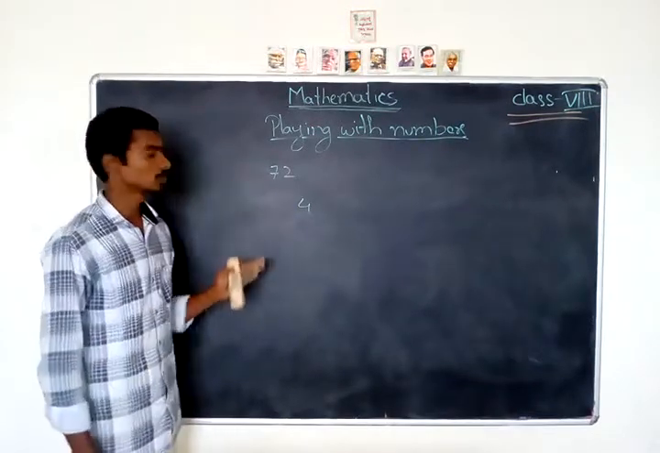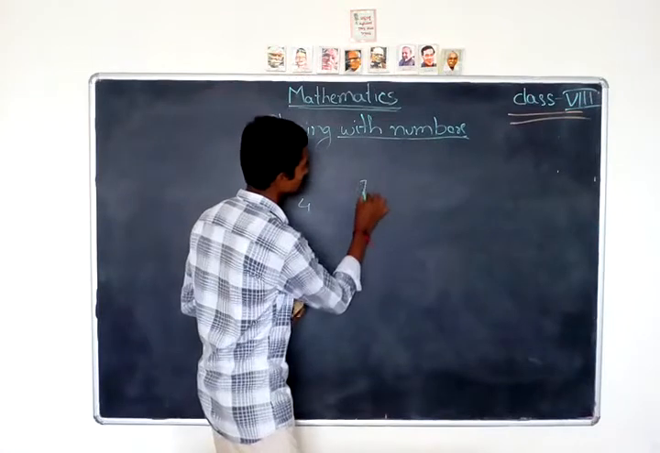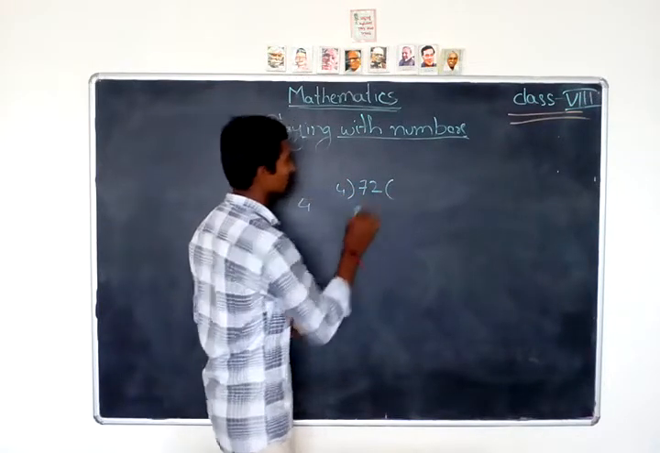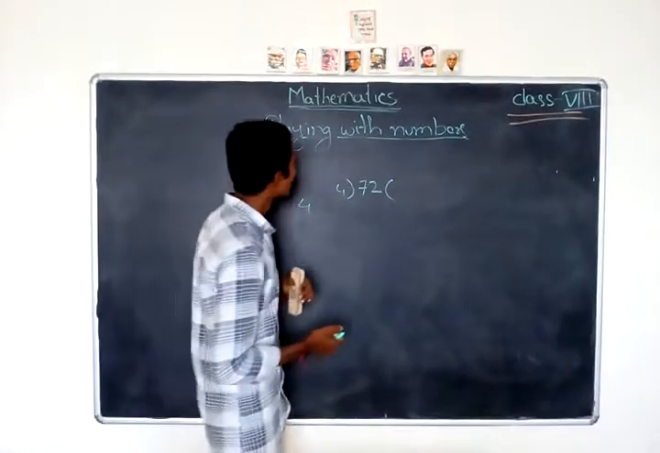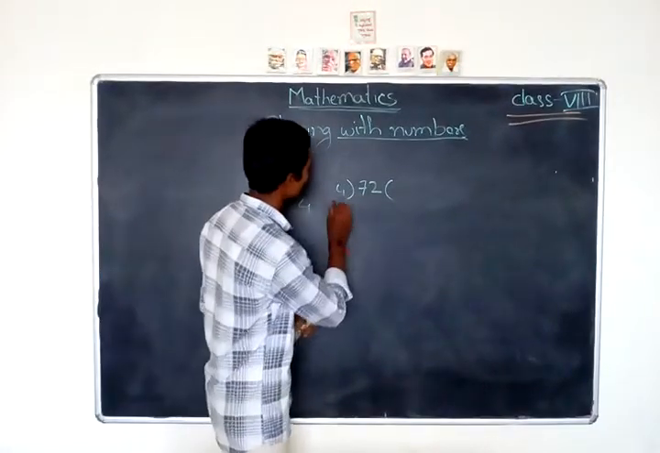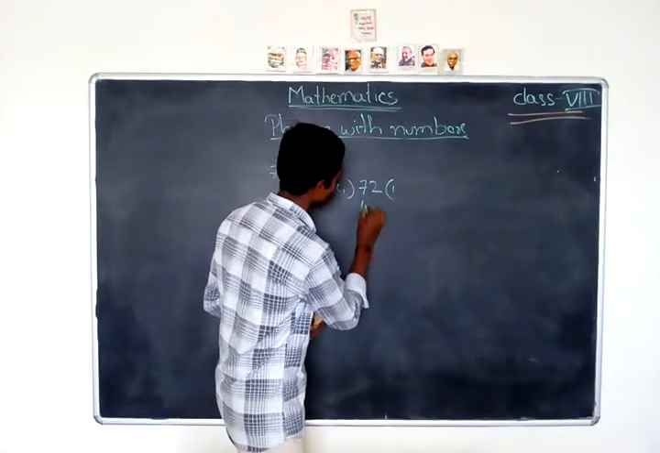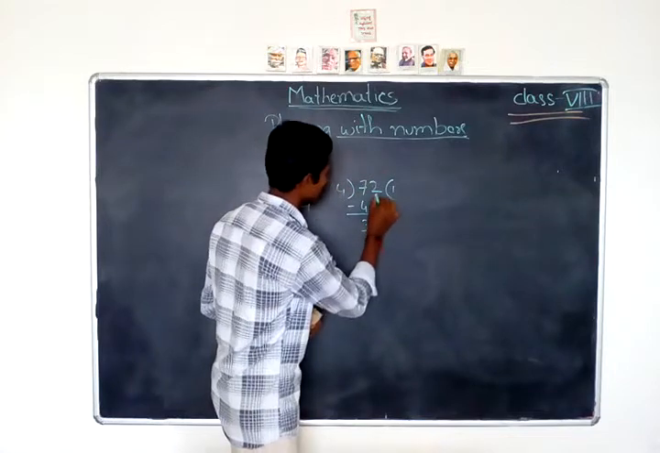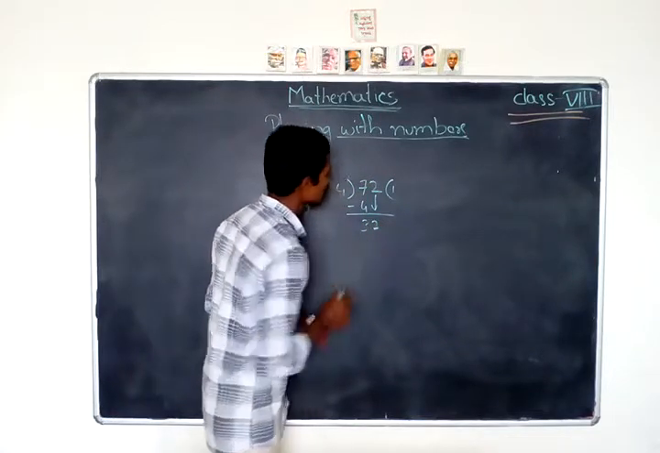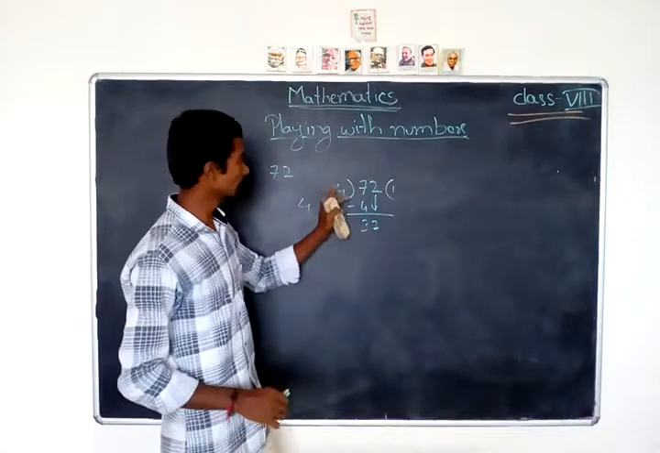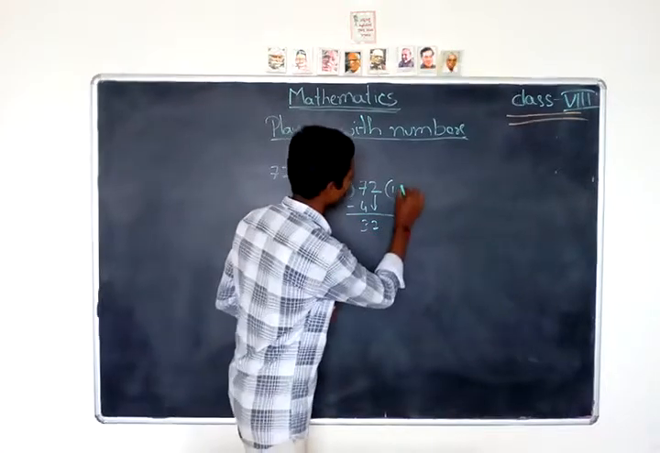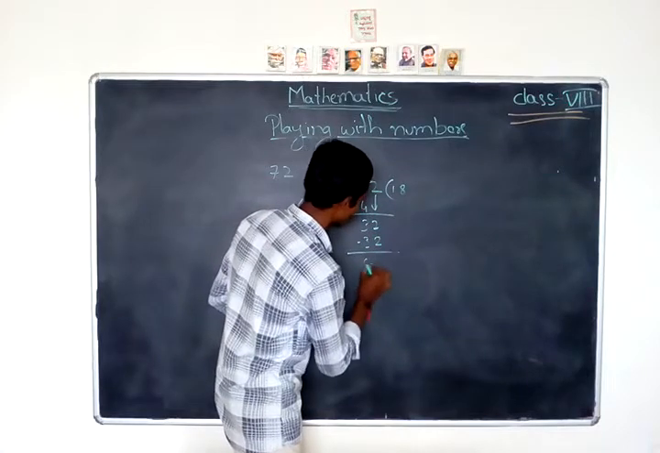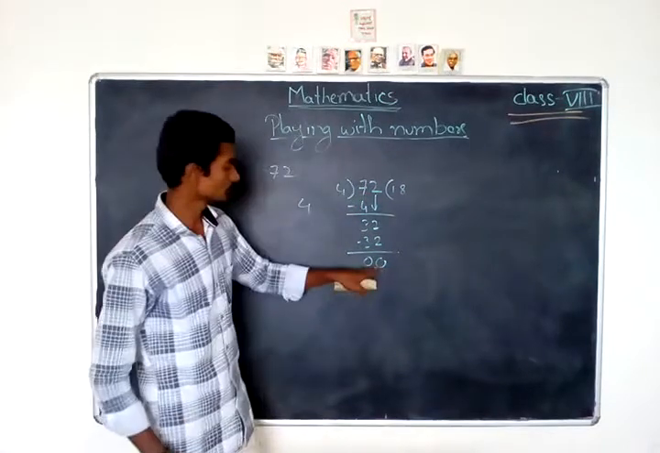Let's take this division. 72 divided by 4. How to do this? 4 ones are 4, 7 minus 4 is 3. Now take the 2 down here because 3 is not divisible by 4. Now 4 8s are 32. Now the remainder is 0.